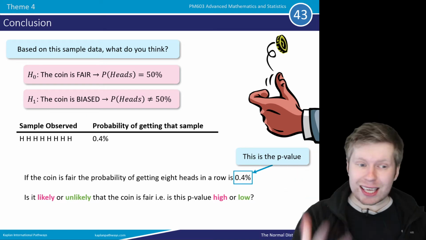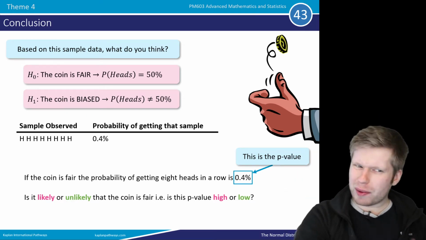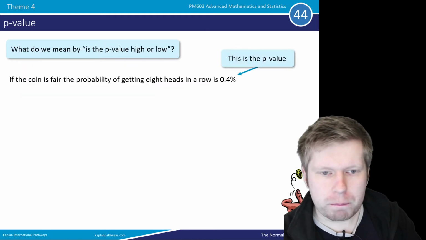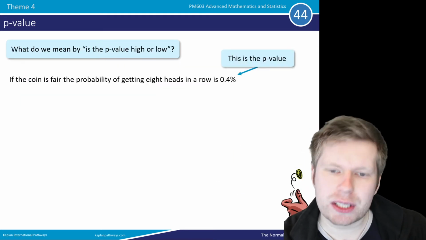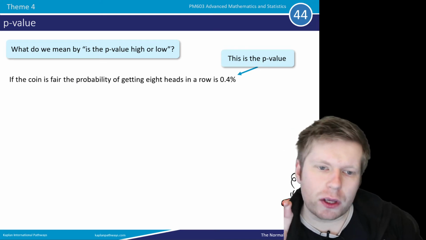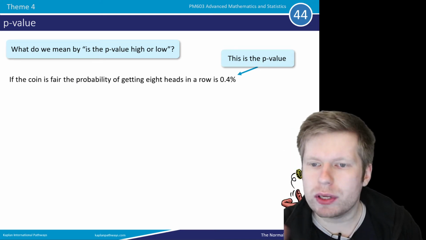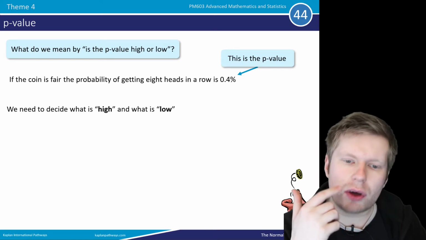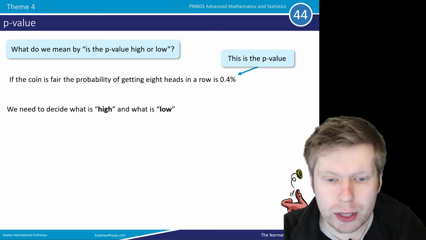Well, first of all, I need to ask the question, what do I mean by high? What do I mean by low? I need to define that, okay? So, what do we mean by p-value is high or low? Well, I'm basically saying if the coin is fair, the probability of getting 8 heads in a row is 0.4%, the 0.4% being the p-value. I need to decide what is high and what is low, okay?